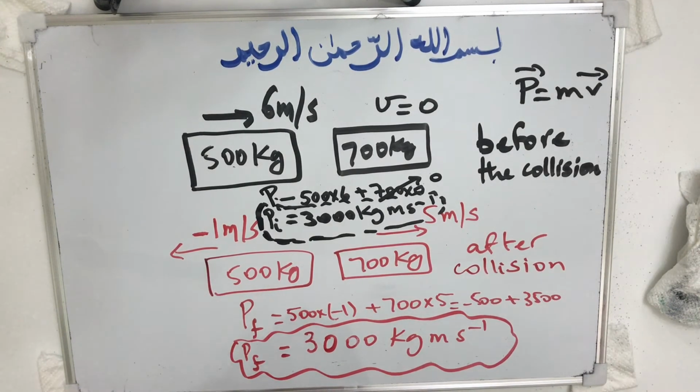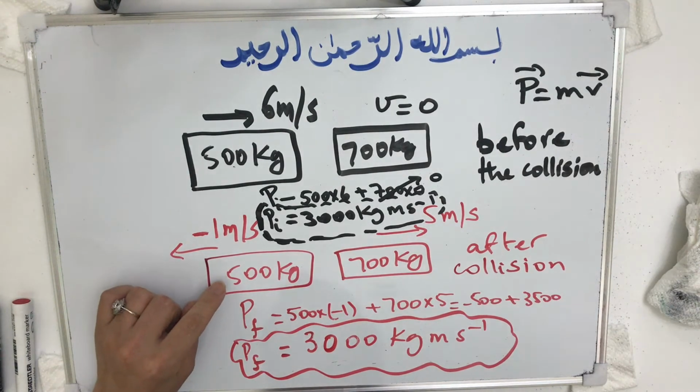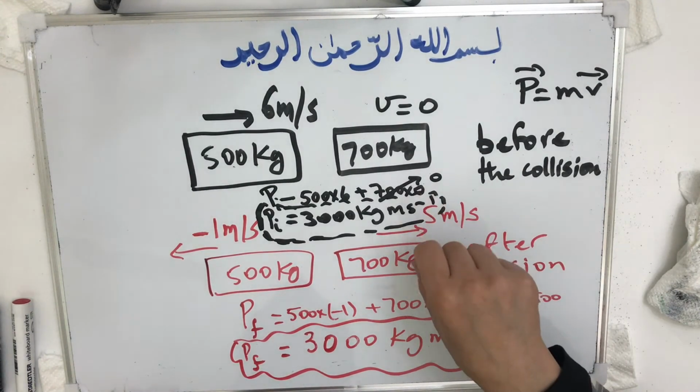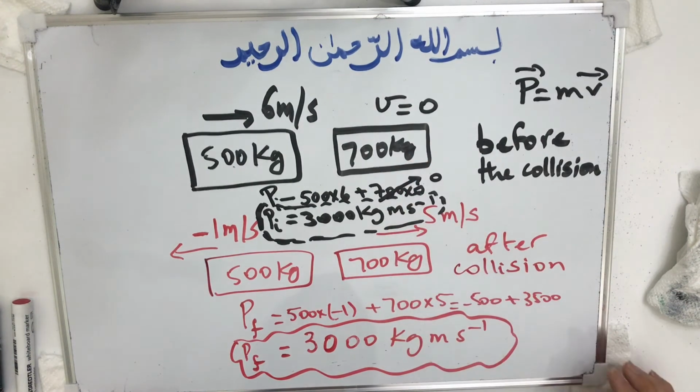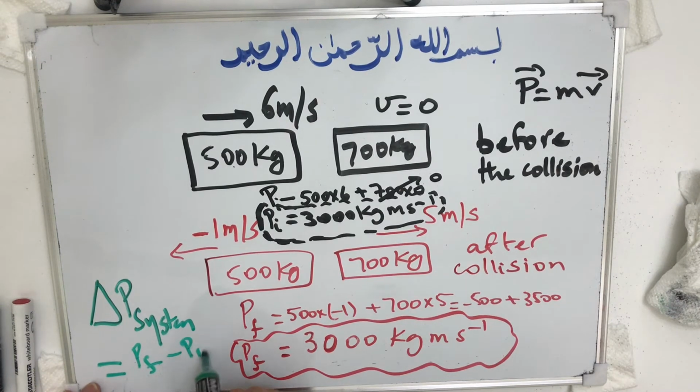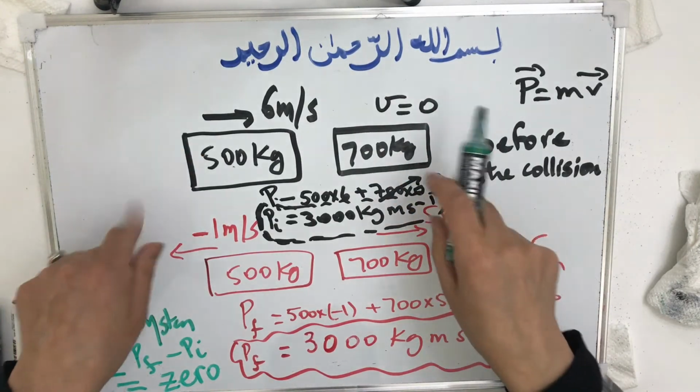Now, I want you to pause the video and think about delta P for the 500 kilograms. Find the value of delta P, or the impulse, on the first block, the 500 kilograms. Also, the impulse on the train, the 700 kilograms. Let's see if you will find. So here P initial equals P final. So delta P for the system is what? Is P final, which is 3,000, minus P initial, which is 3,000, and it is 0. But this is for the system consisting of the two blocks.